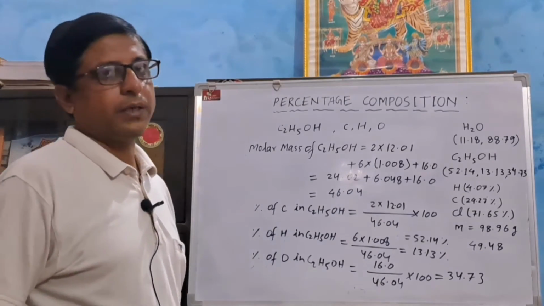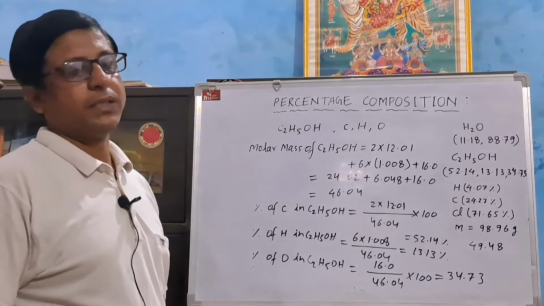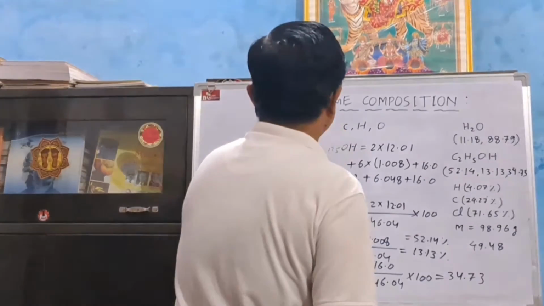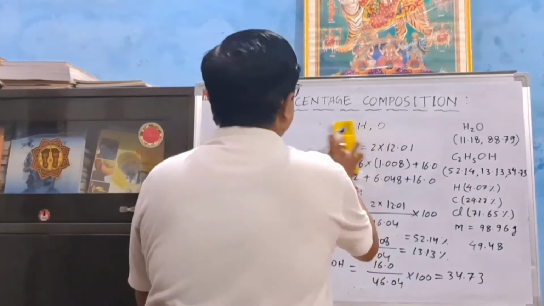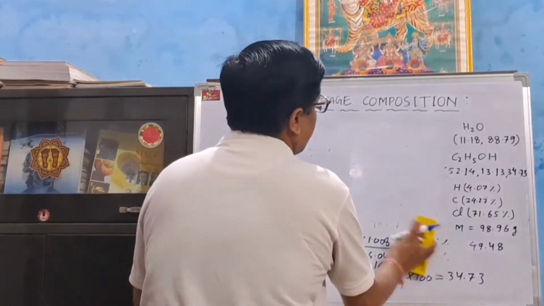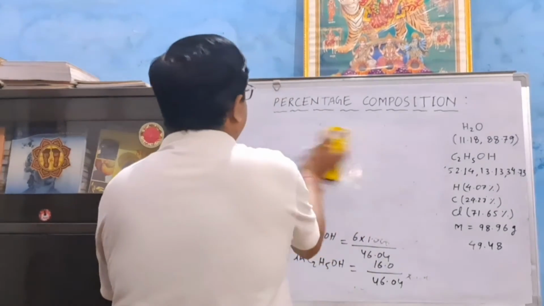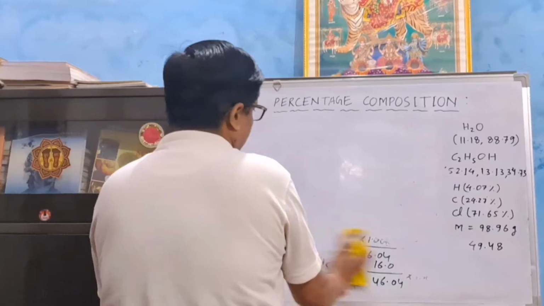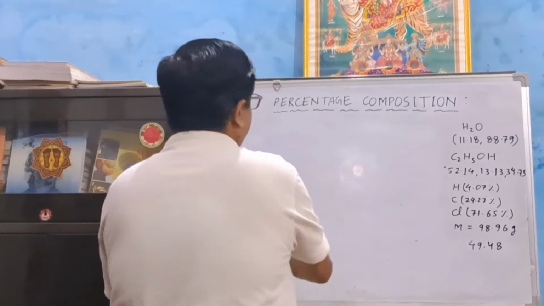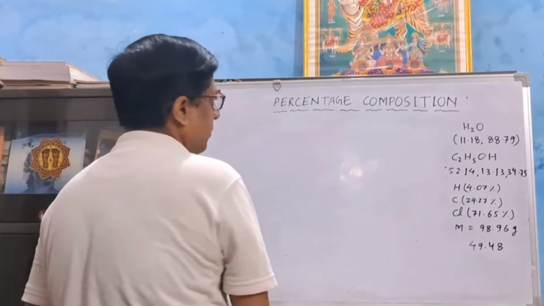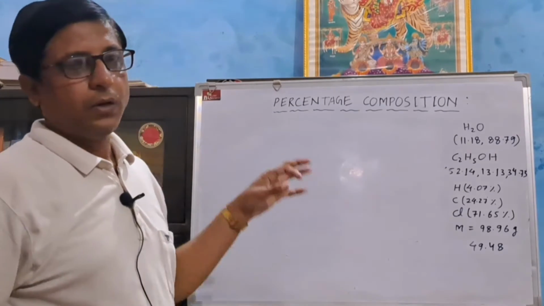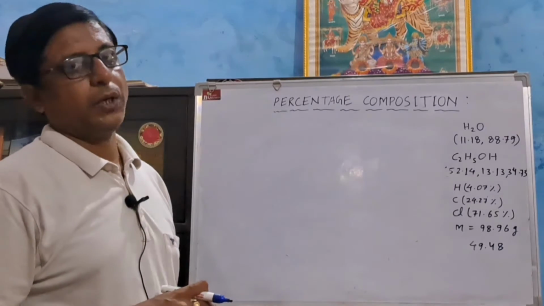Now, let us see what information we can obtain if the percentage composition of different elements in a compound is given. If we know the percentage composition of different elements in a compound, then we can determine the empirical formula and molecular formula of the compound.